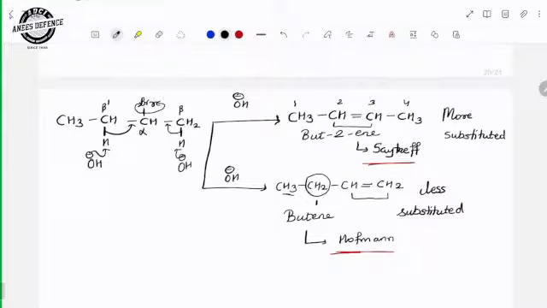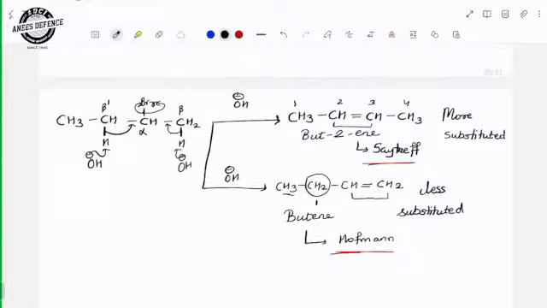So what is the next step? It would abstract the beta hydrogen and the bond will get shifted between alpha and beta and the Br will get removed because Br is a very good leaving group. So yes, now you understood the difference between Markovnikov and elimination.